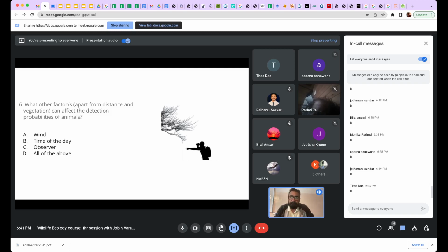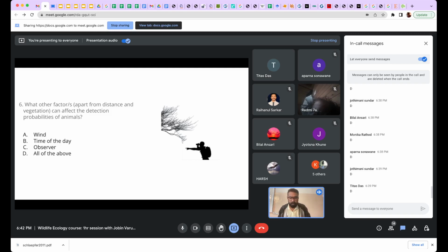Similarly, if you are in a forest and you are depending solely on the calls of the bird to detect the bird, then it would be very easy to detect the bird in the morning when the birds are most vocal, the dawn chorus, early morning just after the sun rises.